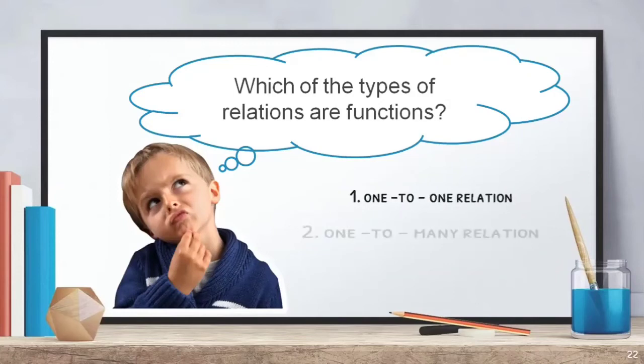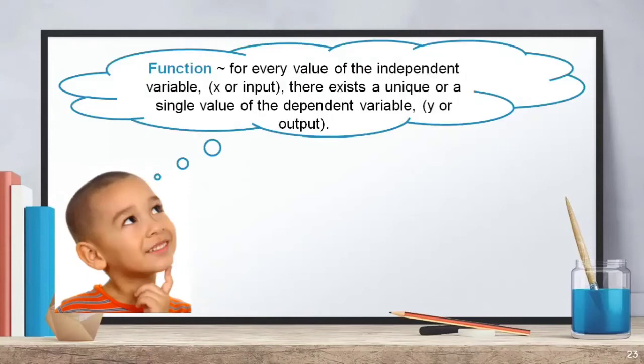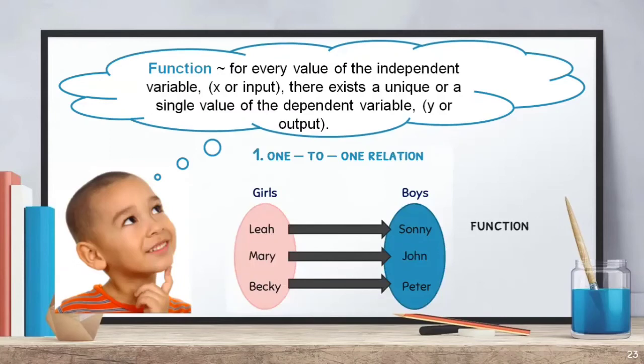Is it one-to-one relation, one-to-many relation, or many-to-one relation? So let's verify. We're going to define again our function. A function is defined as: for every value of the independent variable, there exists a unique or single value of the dependent variable. In other words, for every x that we have, there exists a unique or single value of y.